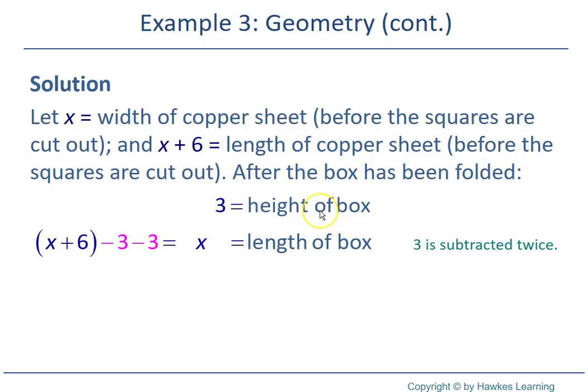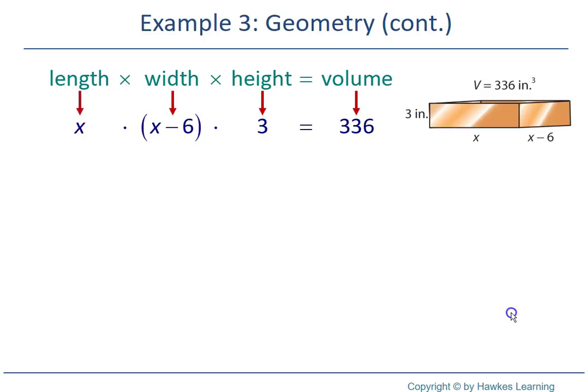So there's the height of the box. The length of the box, remember we had to subtract 6 inches from it, so it ended up being x. The width of the box, we had to subtract 6 inches from that, so that's where we got our x minus 6. And then there's length times width times height equals volume, and there's a really nice picture.